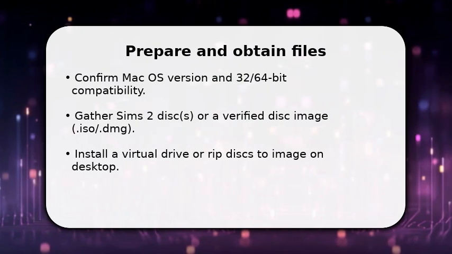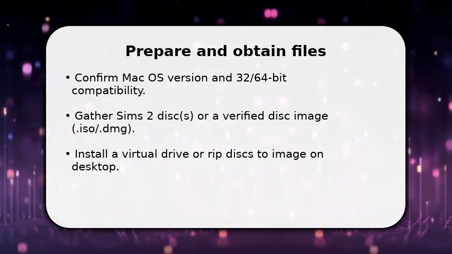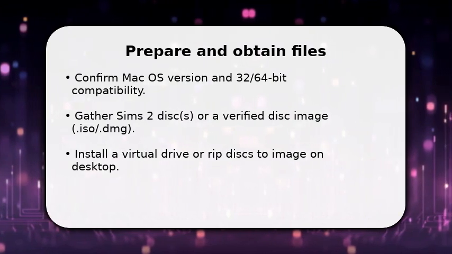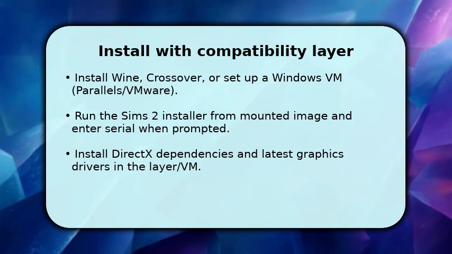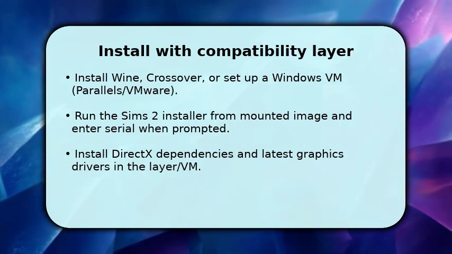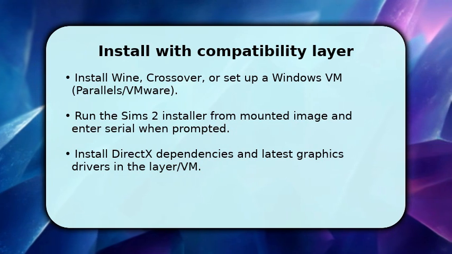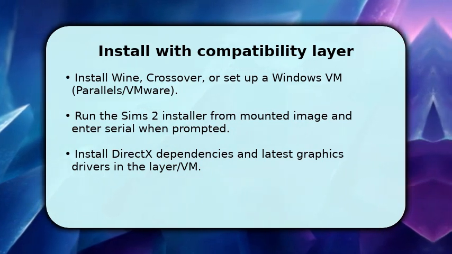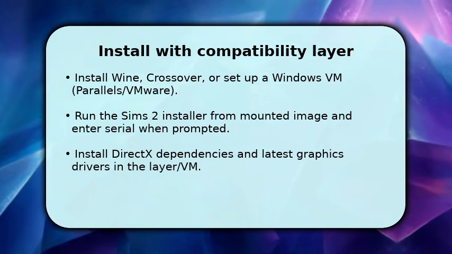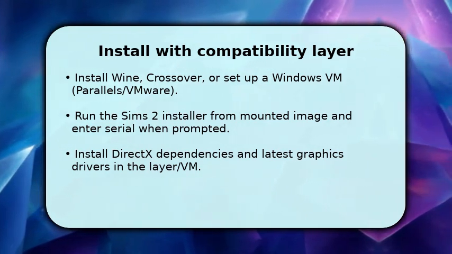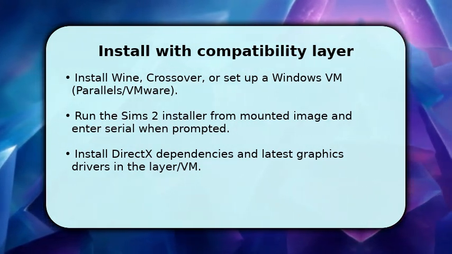You'll need them later. Make sure you have at least 5-10 GB free for installation and mods to avoid space errors. Now set up the compatibility layer. Choose Wine or Crossover for lower overhead, or a Windows VM if you prefer native Windows behavior. Once running, launch the Sims 2 installer from the mounted image and enter your serial when requested. Follow default install paths unless you need custom locations.